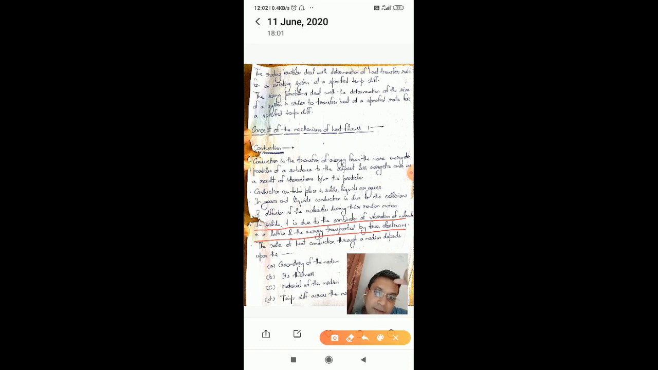Now the next part: what is the rate of heat conduction through a medium, and on what factors does it depend? There are four factors on which the rate of heat conduction through a medium depends, of which the first is the geometry of the medium. That means whether it is a circular object, rectangular or cylindrical, and other geometries. Second, the thickness. If it is highly thick, then the heat transfer will take some time.